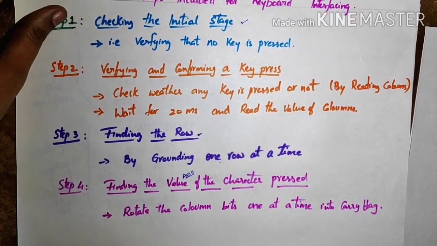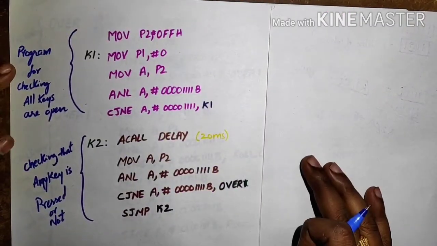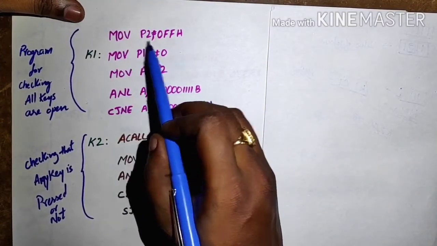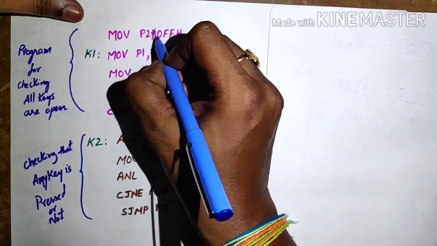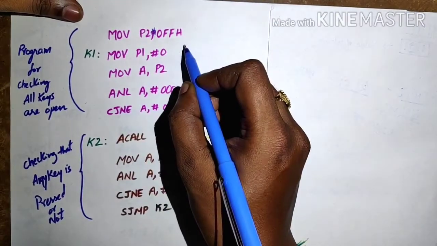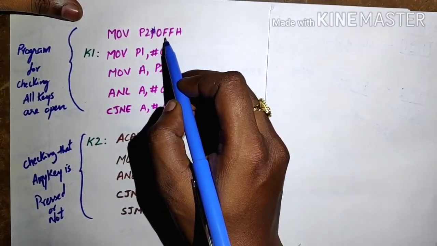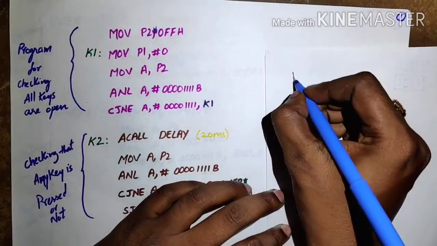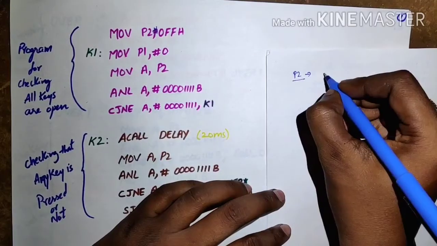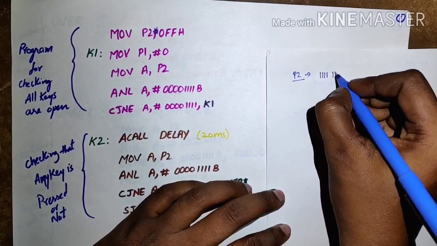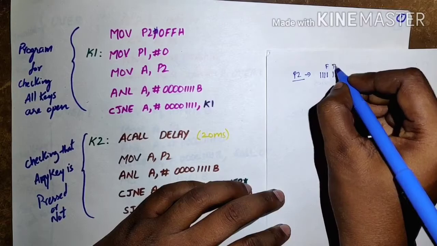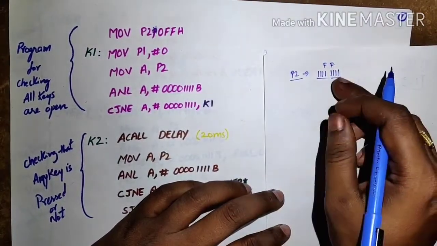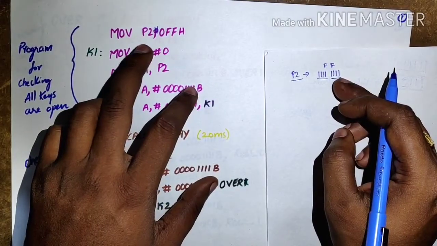Now going to the program, the first line starts with MOV P2, #0FFH. We are immediately moving the FF value to P2, that is our port 2. FF means 11111111. So we are moving all ones to P2, which means we are initializing port 2 as an input port.